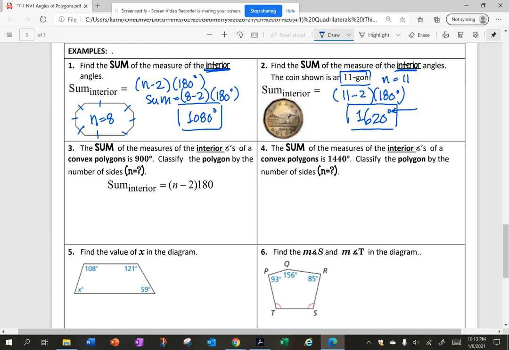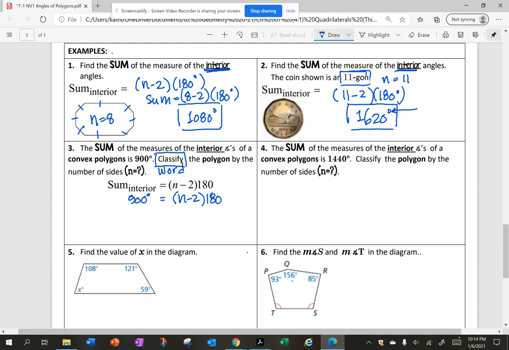Let's try number 3. The sum of the measure of the interior angles of a convex polygon is 900 degrees. Classify the polygon by the number of sides. So classify says what is it in words. And I'm going to classify it by knowing how many sides I have. So my sum is 900 degrees. So I'm going to substitute 900 for my sum. And n minus 2 times 180. So I need to solve for n.